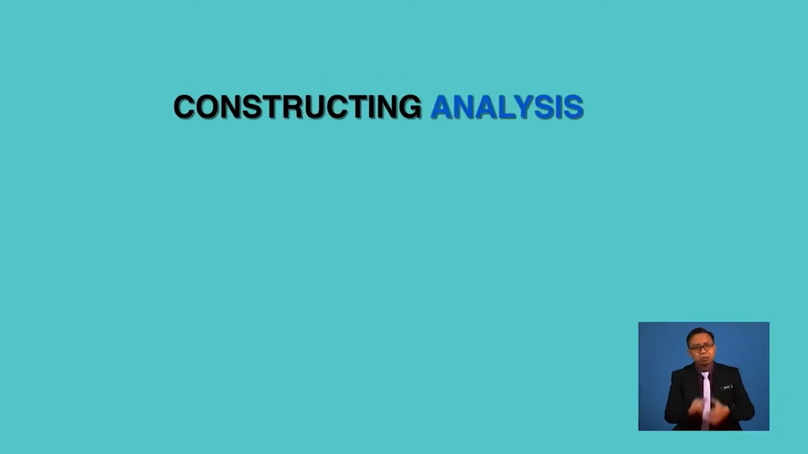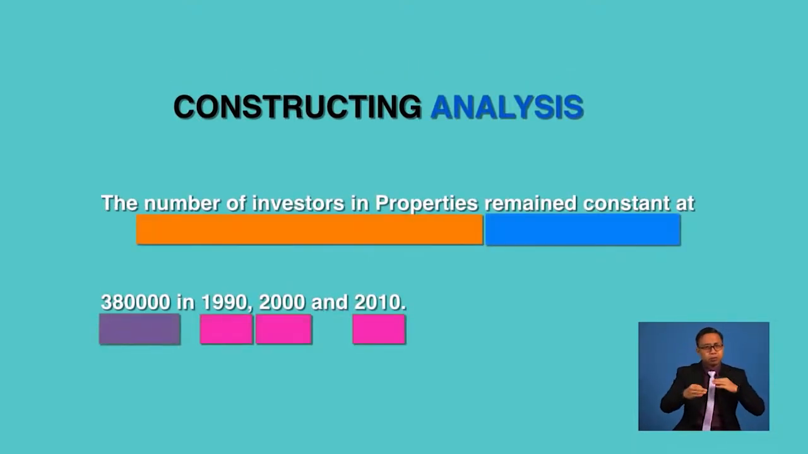So, how do you write your analysis then? Well, you can still explain the trend by saying, the number of investors in properties remained constant at 380,000 in 1990, 2000, and 2010. So, which is the trend word in this analysis? Yes, you are right. The trend words are remained constant, as the data did not record any movement for those three particular years. Now, you can write your own analysis using different key features, such as bank deposit and shares.